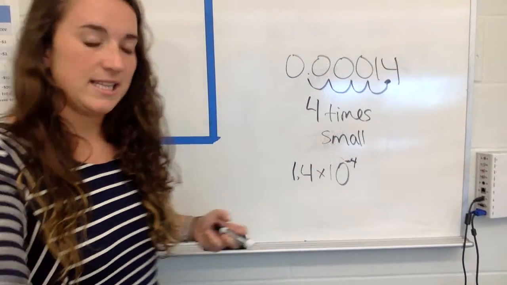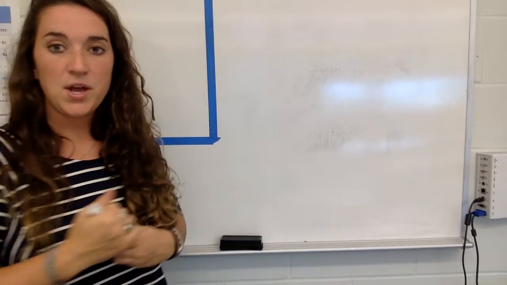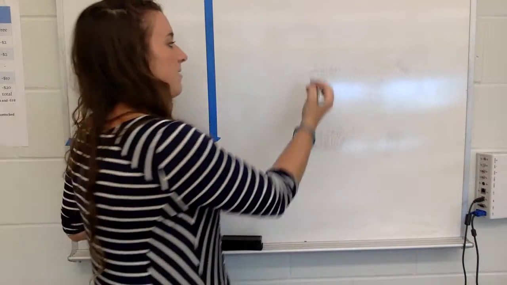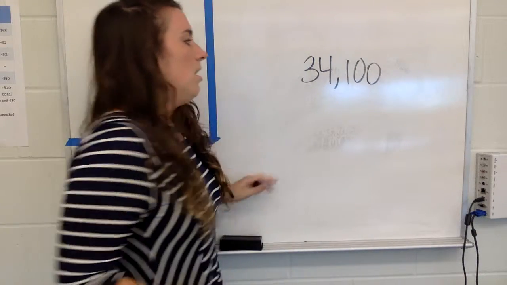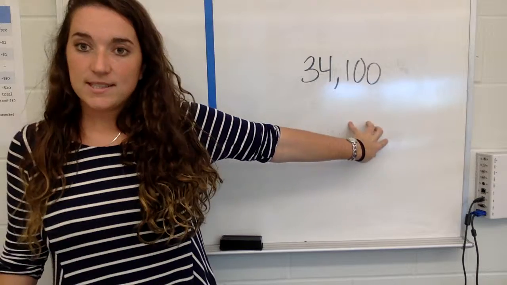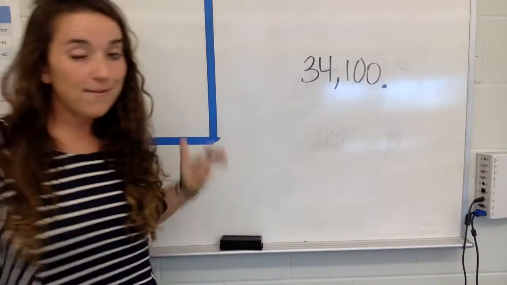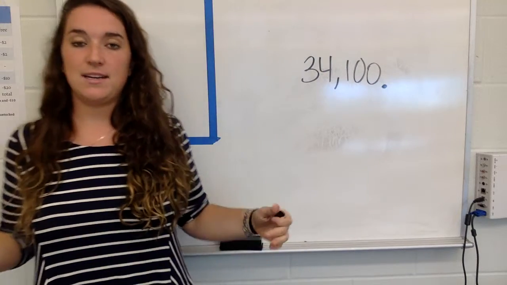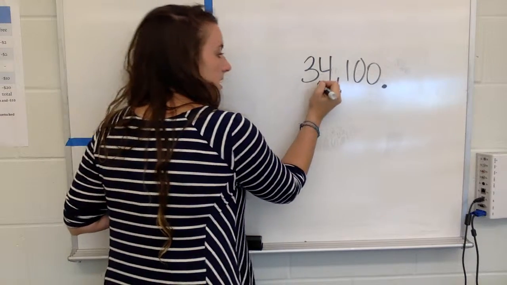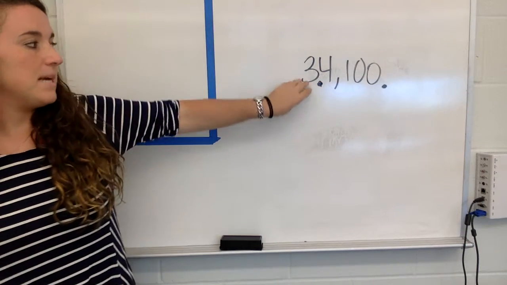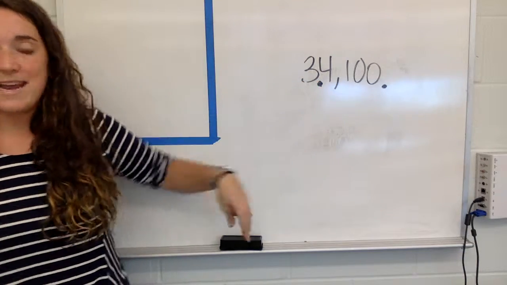All right, going on to the next one. I know these are tricky and we're learning it pretty fast, but once we do more problems, we'll get the hang of it. So 34,100. Where is my decimal right now in this number? My decimal's at the end because it's a whole number. If you don't see a decimal, you assume it's at the end. Where do I need to put my decimal? Yeah, I need to put my decimal between the 3 and the 4 because now my number is 3.41, which is between 1 and 9.